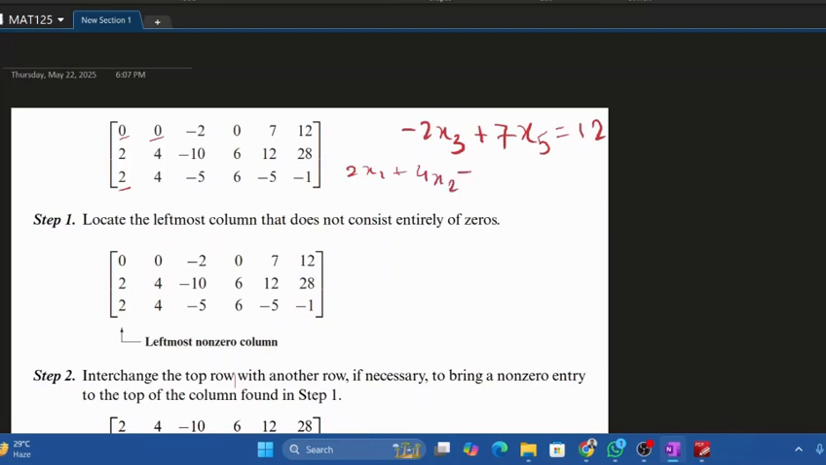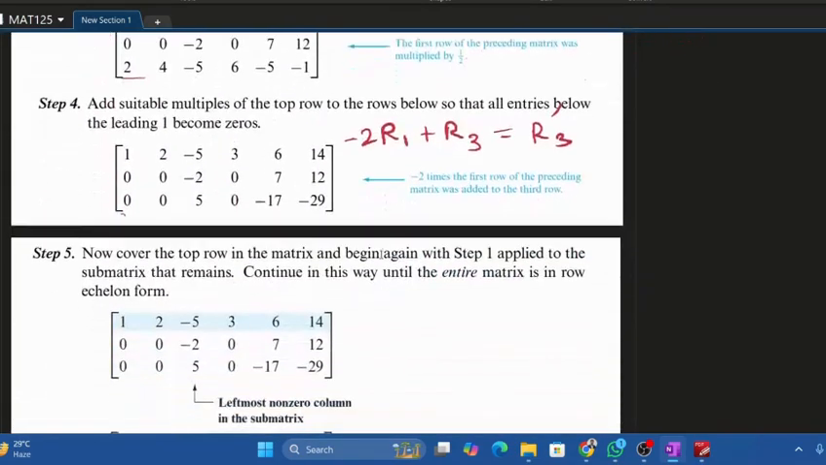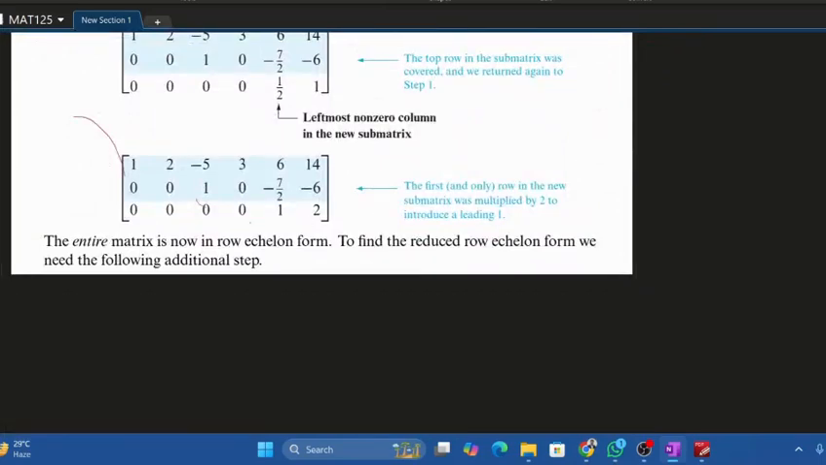Then the other equation was 2x1, 4x2, minus 10x3, 6x4, 12x5 equal to 28, and the third one will also consist of these values, right? So similarly we have to bring the equations back.